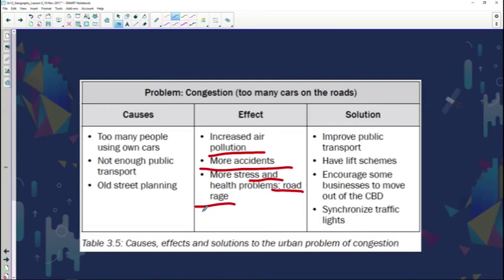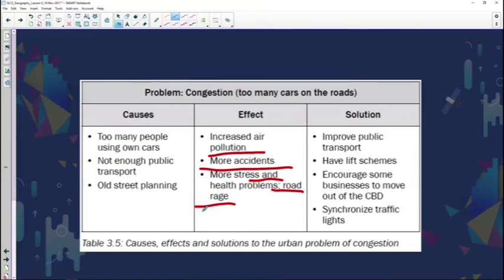Now, obviously, there are solutions for it. Improve our public transport system. I mean, how many people can fit on a bus? Probably 20, 30 people. Immediately, one bus eliminates 30 to 40 cars. Okay, use lift schemes, for example. Carpooling, that's how it works in America. Why do people need to drive their own car? Let's take turns and carpool together, drive together to work.